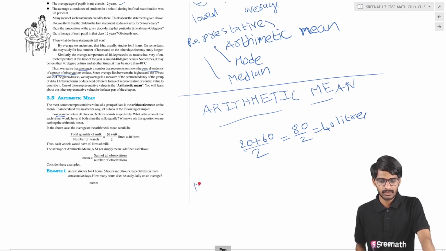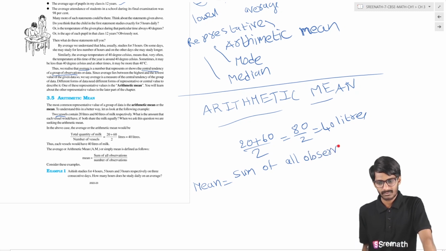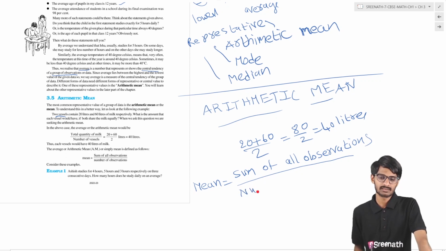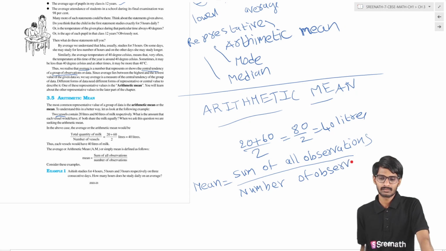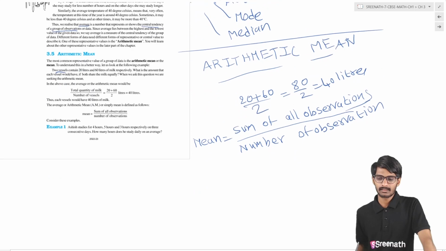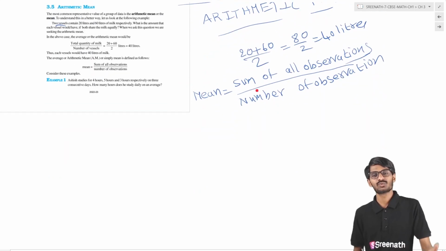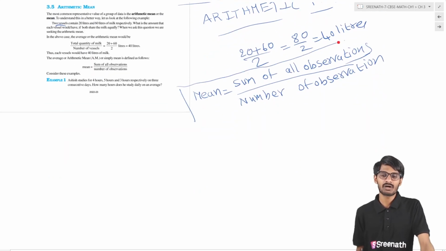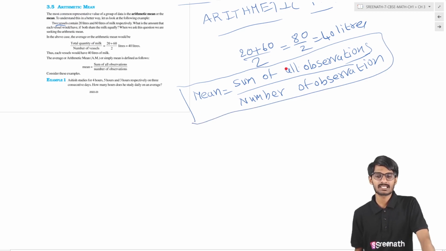Arithmetic mean, or mean, is nothing but the sum of all observations divided by the number of observations. By doing this, students, we can get the arithmetic mean of the observations. What is the formula? Sum of all observations by number of observations. By doing this, you will get the mean.